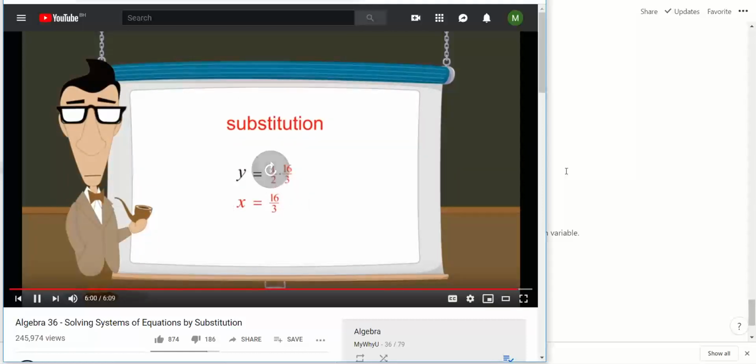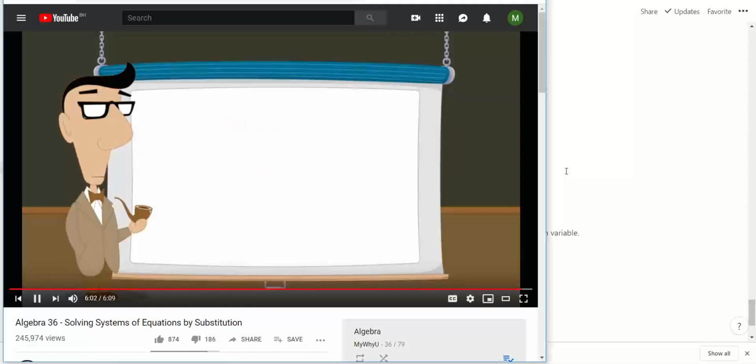There is another method of solving systems of equations called elimination.